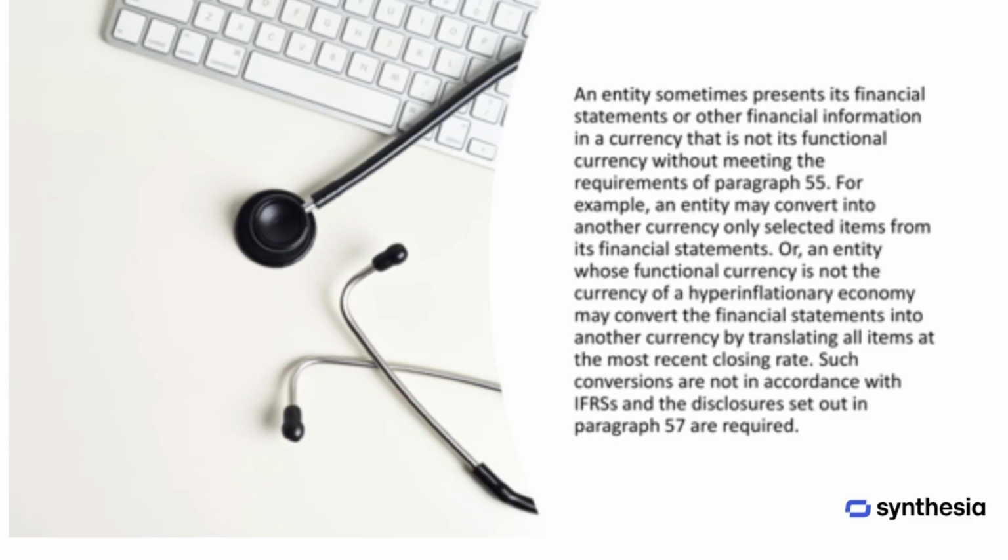Sometimes an entity presents its financial statements or other financial information in a currency that is not its functional currency, but it does not follow the full requirements of paragraph 55. For example, the entity might convert only selected items from its financial statements into another currency, rather than the entire set. Or if the entity's functional currency is not the currency of a hyperinflationary economy, it might translate all items using only the most recent closing exchange rate. Such partial or simplified conversions do not comply with IFRSs. When this happens, the entity must make the disclosures required in paragraph 57.